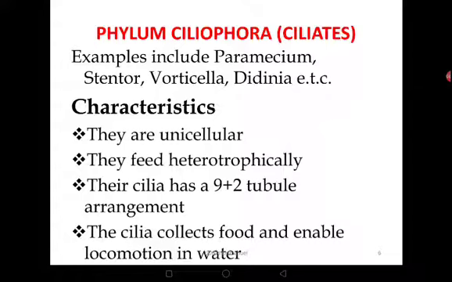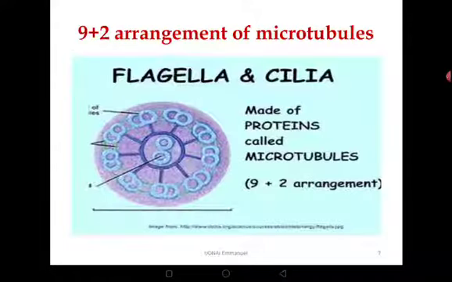And then they feed heterotrophically. They are not able to make their own food. They do not carry out photosynthesis. Neither do they carry out chemosynthesis. Therefore, they are heterotrophic. Then their cilia has a 9+2 microtubule arrangement that we are going to see shortly. The cilia collects food and also is used for locomotion. So the role of the cilia is for locomotion, but also for collecting food.